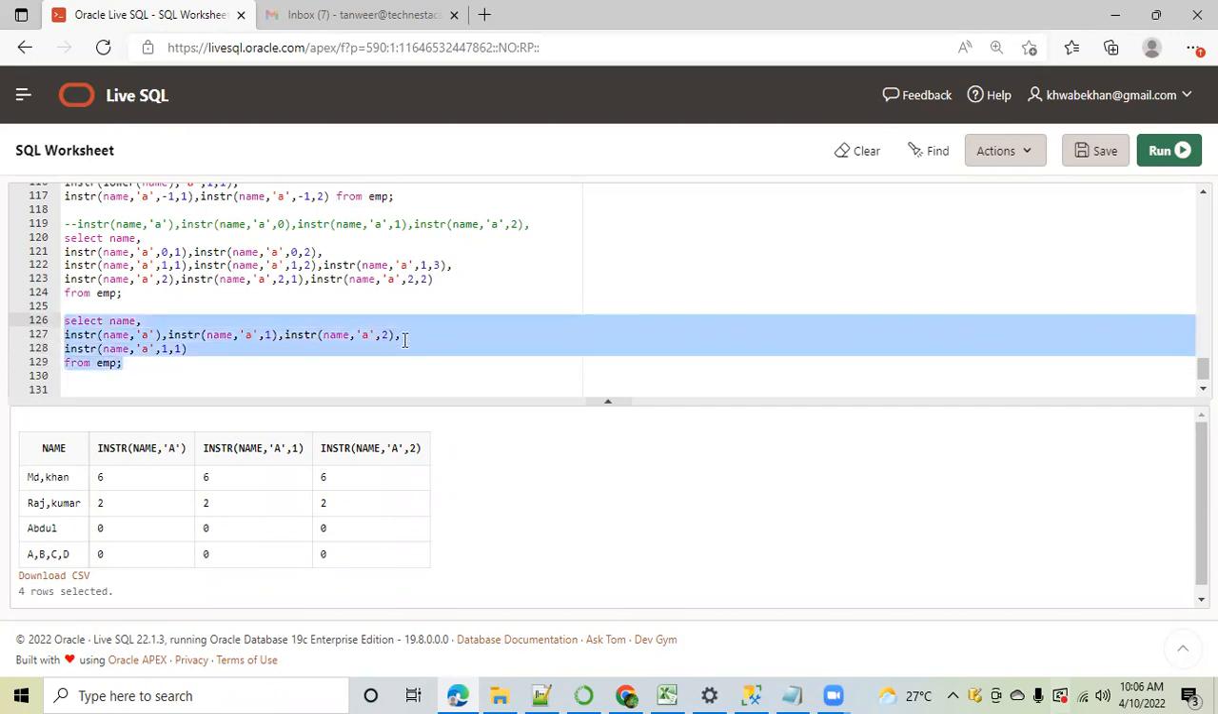Now, a new example I'm showing you: instr name, comma A, comma 1, comma 1. Tell me what is the meaning of this and why the output is 6200.